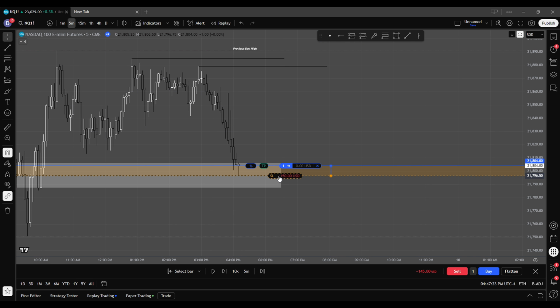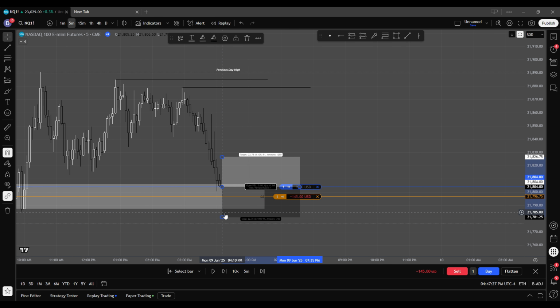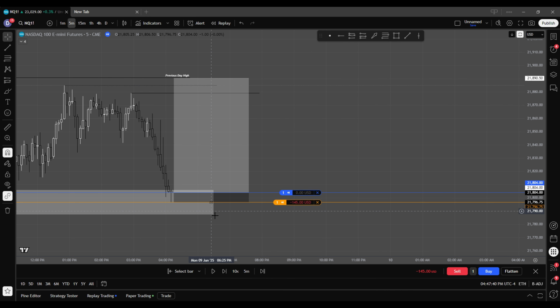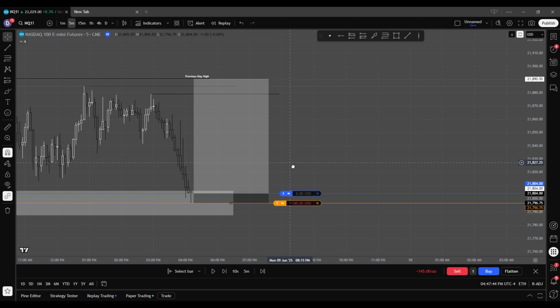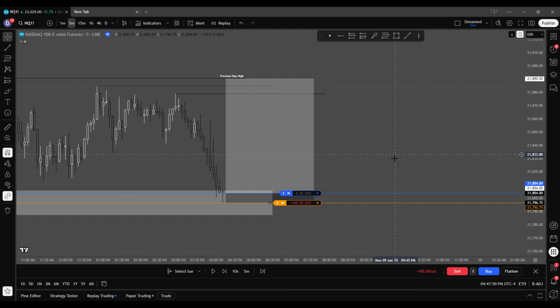I'm going to guess that price is going to push way higher to previous day high because we have an order block on the 15-minute on the higher time frame. We have a drawn liquidity, which is relative equal highs and previous day high, time-based liquidity, and engineered liquidity. And since the second candle was different, I'm going to guess that price is going to push higher.